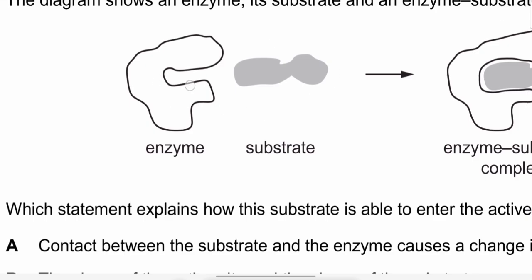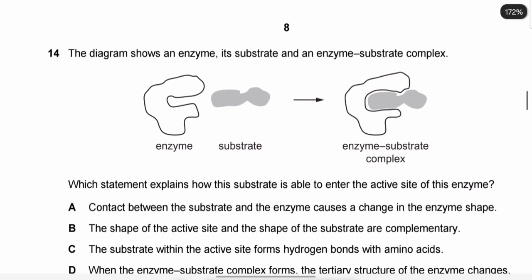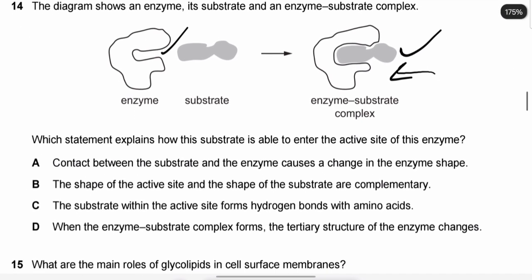We cannot say they're complementary just by looking at them, but if we look at the enzyme substrate complex, we see that the substrate fitted perfectly, almost perfectly, into the active site. That's what the question is saying. Explain how the substrate is able to enter through this narrow active site. Then A is saying contact between the substrate and the enzyme causes a change in the enzyme shape. This is sounding a bit along the line, but let's look at the other options.